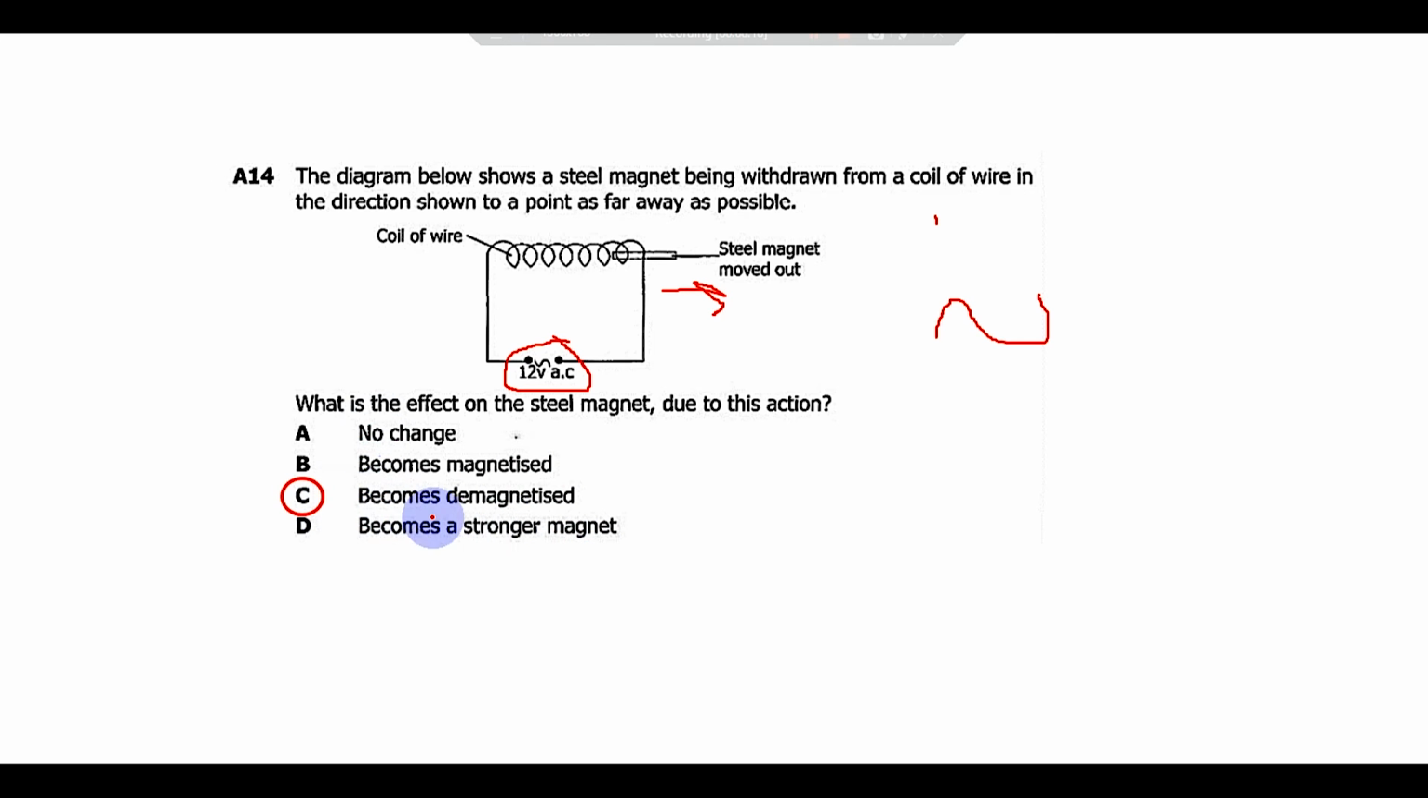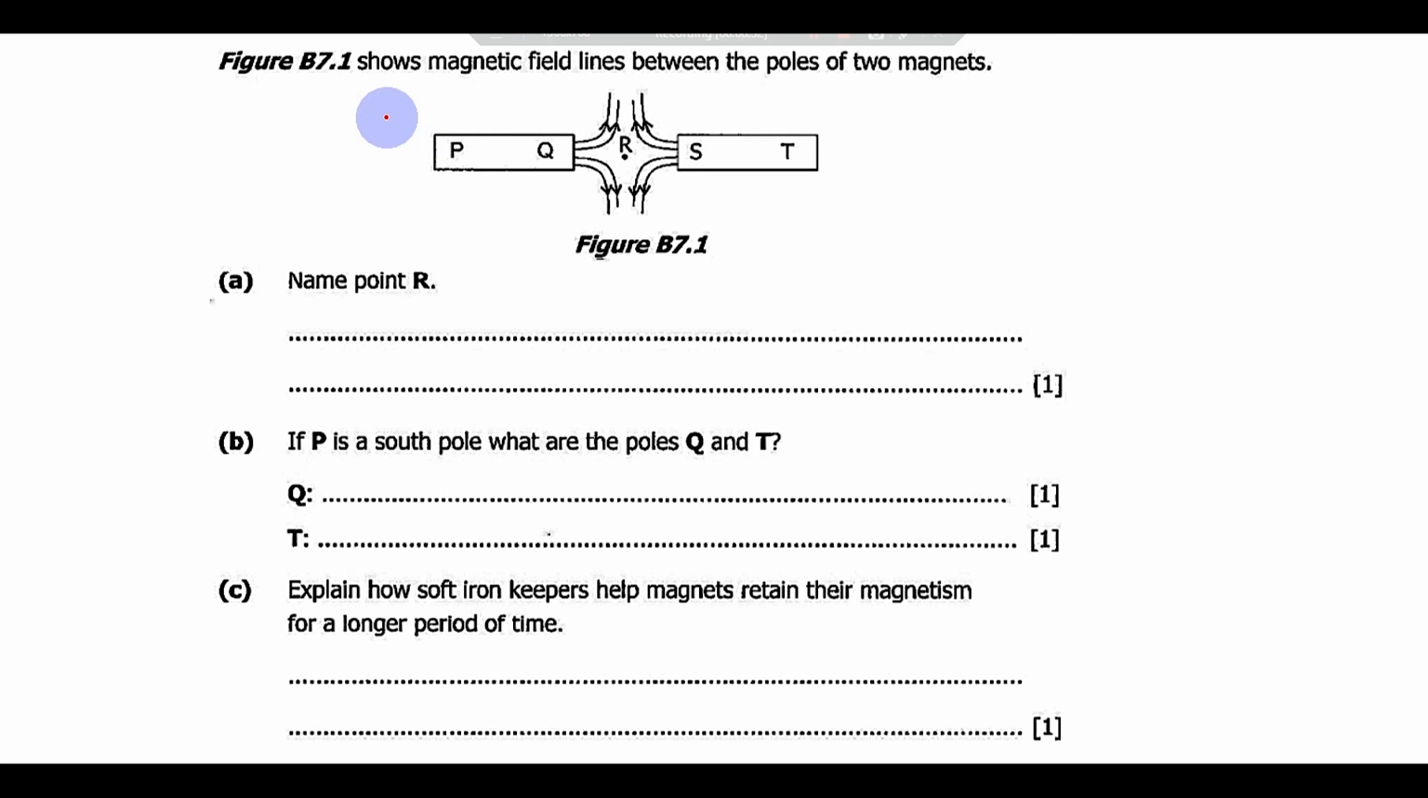The three answers are not correct. The correct answer is C, becomes demagnetized. So wherever you see alternating current and they are placing a magnet there, just know that that is a process of demagnetizing. So C is the correct answer.